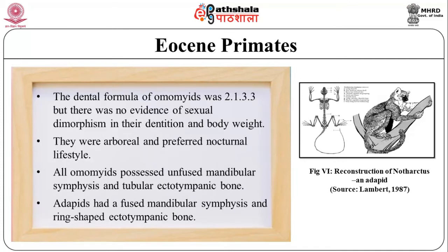The dental formula of omomyids was 2133, but there was no evidence of sexual dimorphism in their dentition and body weight. They were arboreal and preferred a nocturnal lifestyle. All omomyids possessed unfused mandibular symphysis and tubular ectotympanic bone. Adapids had a fused mandibular symphysis and ring-shaped ectotympanic bone.